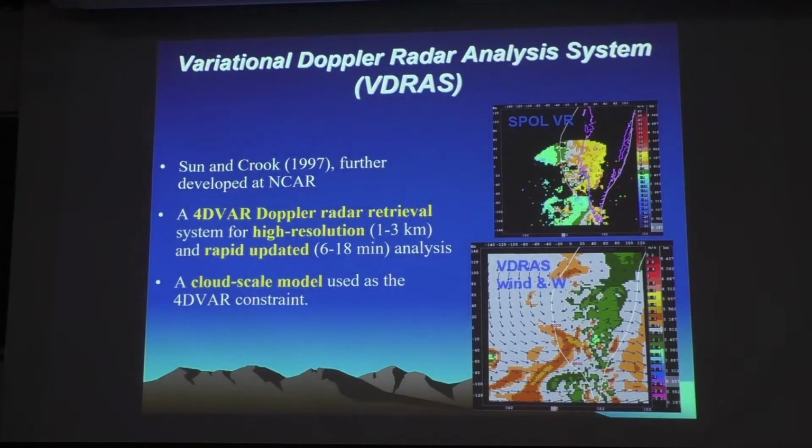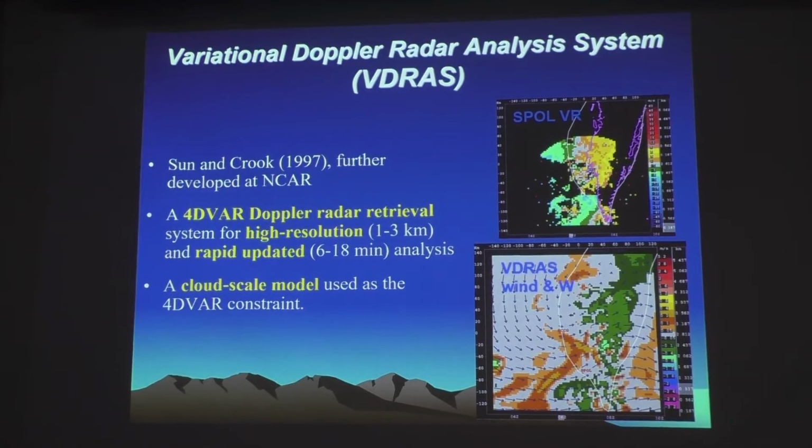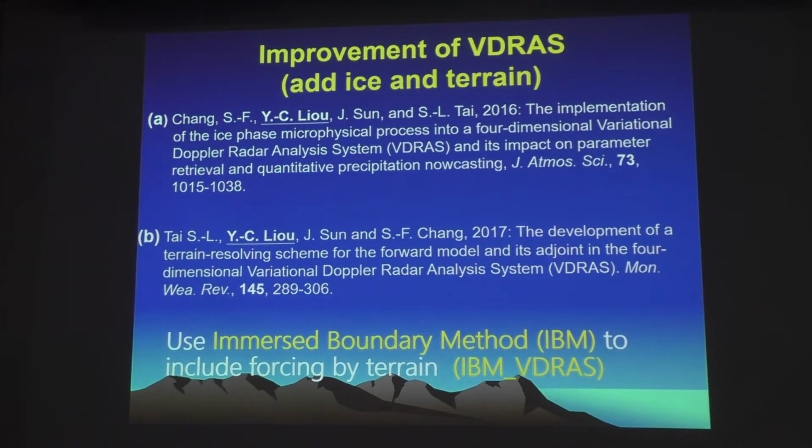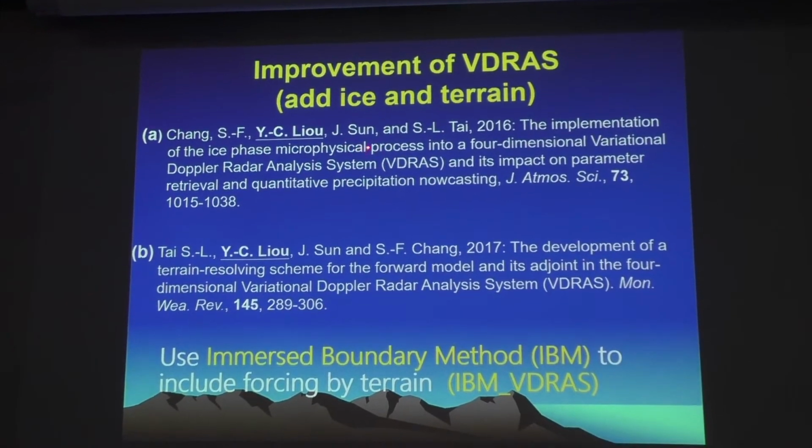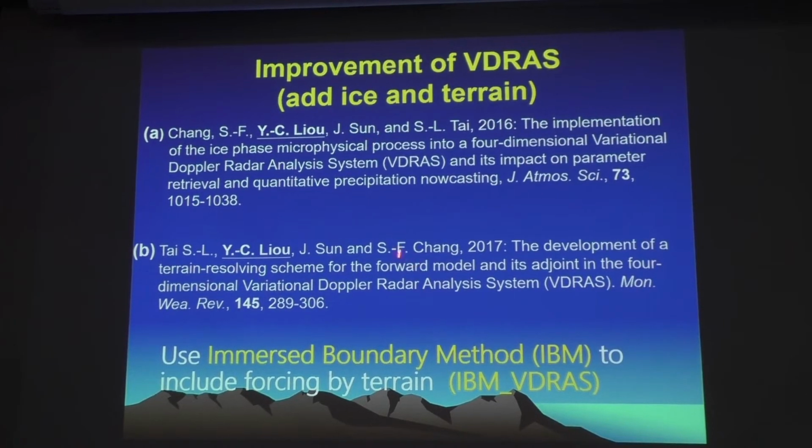Okay, a few years ago, I also got the VTRAS system from NCAR. And the VTRAS is a thermodynamic retrieval system for high resolution and rapid update analysis. And in VTRAS, the cloud-scale model is used as a constraint. After I got the VTRAS, I did two major modifications. The first one is I added the ice, because the original VTRAS only used the warm rain process. The second one is I added terrain by using the immersed boundary method, IBM. So the new VTRAS is called the IBM VTRAS.